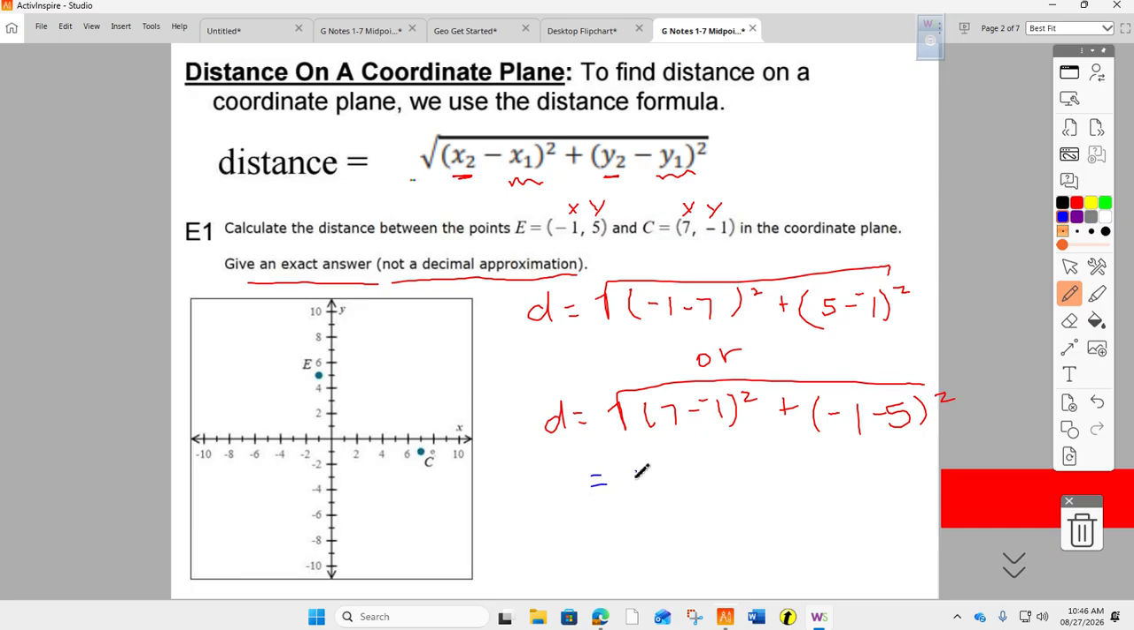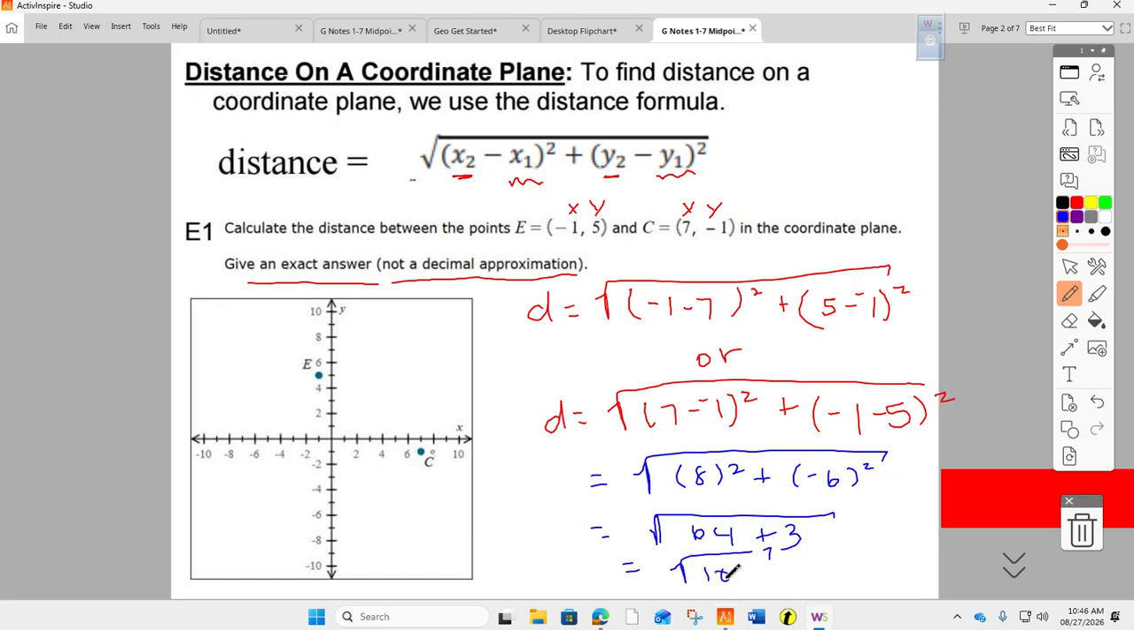So it's going to be equal to 7 minus -1. Remember how to do that on your calculator? 7 minus 1 negative equals, and that's going to be 8 squared. And 1 negative minus 5 equals would be -6 squared. That simplifies to 64 plus 36. And we simplify it again to 100.